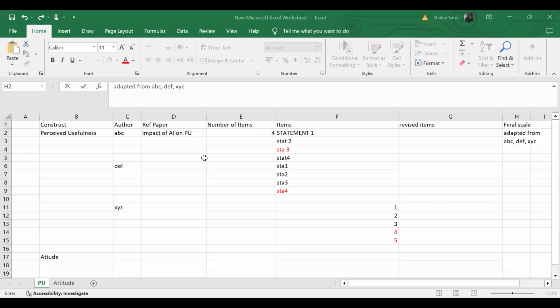2 items taken from one paper and 2 items taken from another paper, will it come under adapted? It will be yes, adapted, because you're changing the scale. You have not completely adopted. You have changed the scale to measure your construct. You know, mix and match. You've done a mix and match, right? Is this clear?